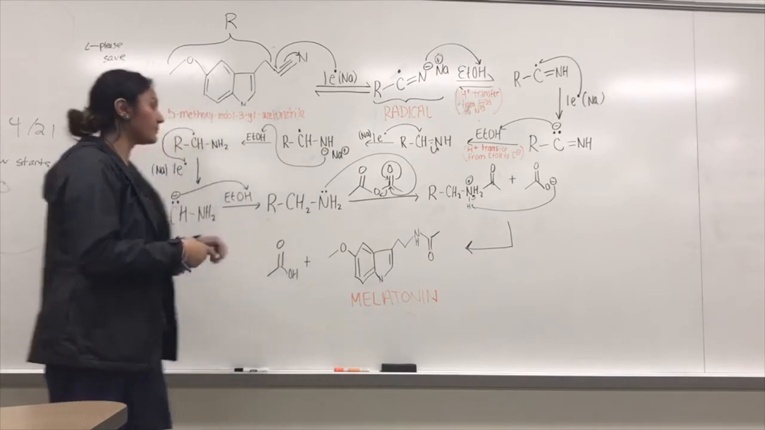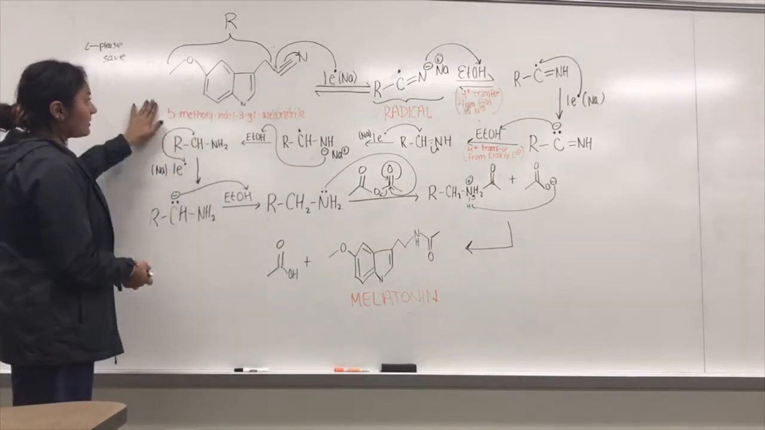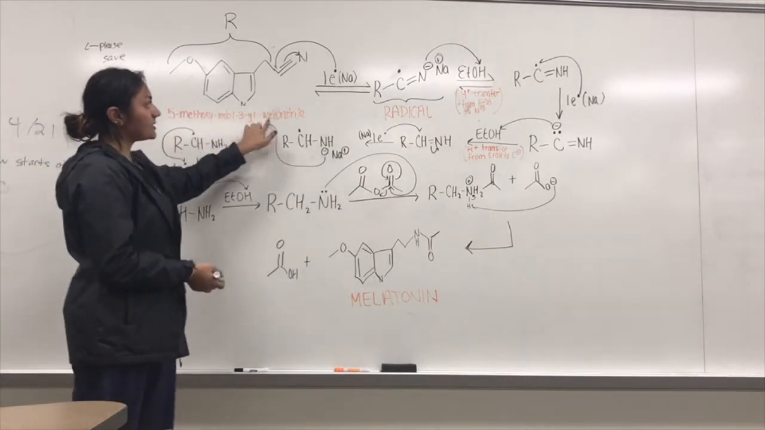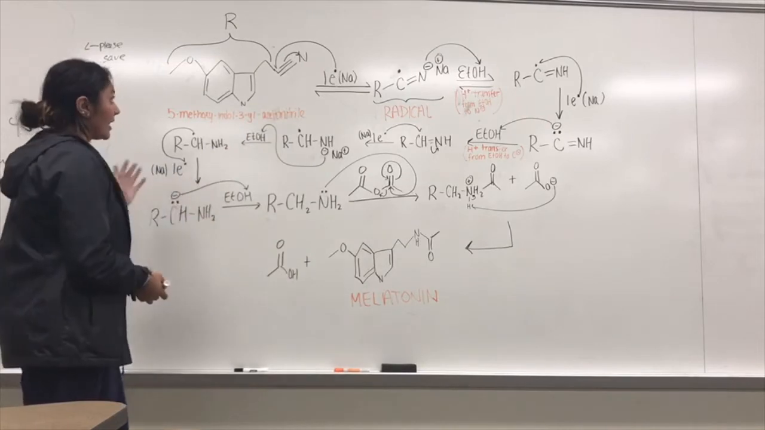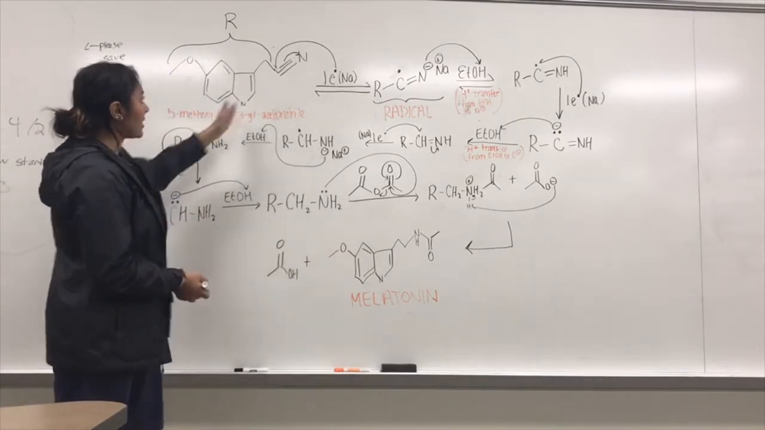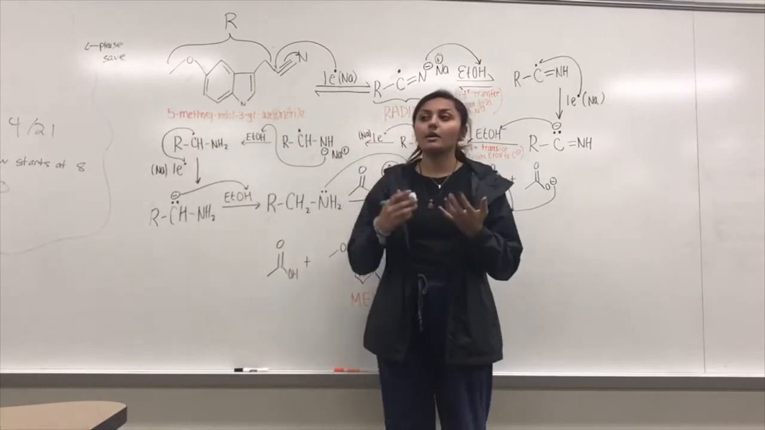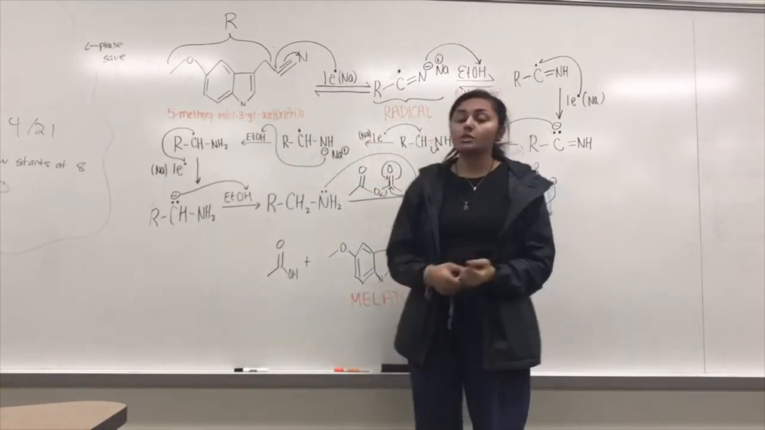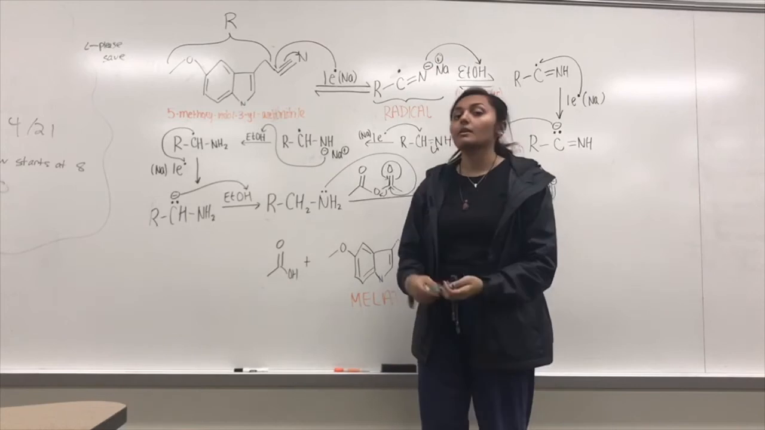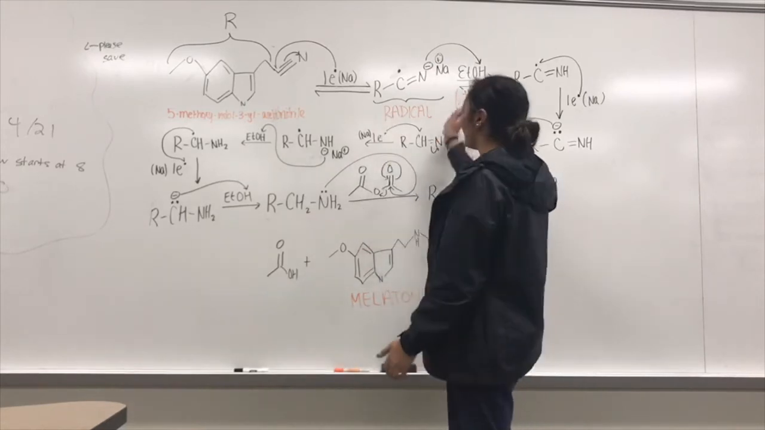So let's get started. We start out with 5-methoxyindole-3-acetonitrile. And let's call this part of the compound R. From there, we add common materials that are used for reduction, such as sodium and ethanol.